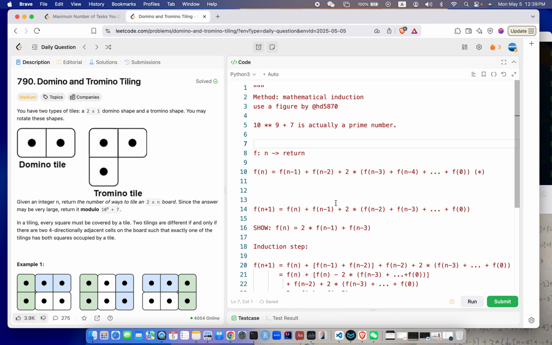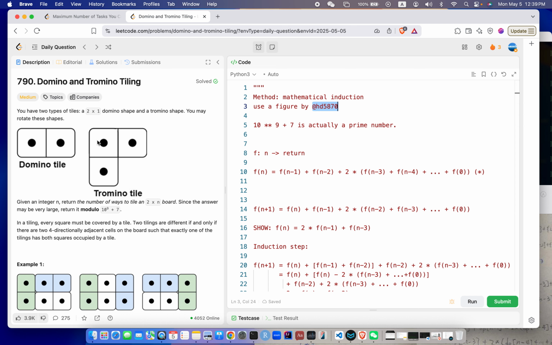Let's have a look at problem 790, Domino and Trimino tiling. In this video, we're going to explain a solution based on mathematical induction. So I'm going to use a figure by this LeetCode user.